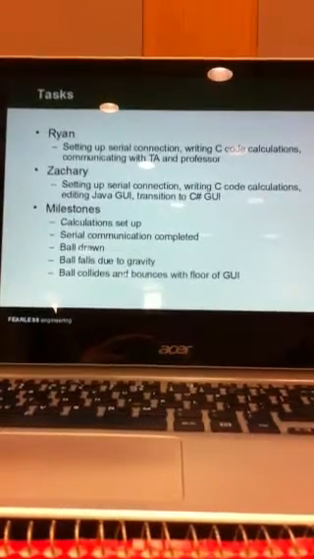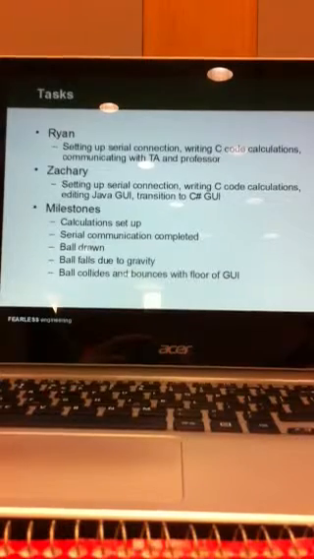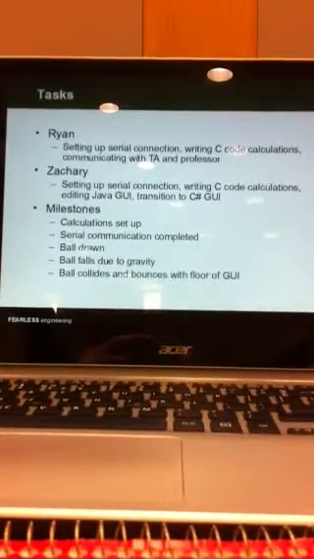Some of the milestones we achieved were setting up calculations on the MSP430, serial communication between the MSP430 and PC, and successfully drawing the ball in the GUI and having it fall due to gravity and colliding and bouncing off of the floor of the GUI.